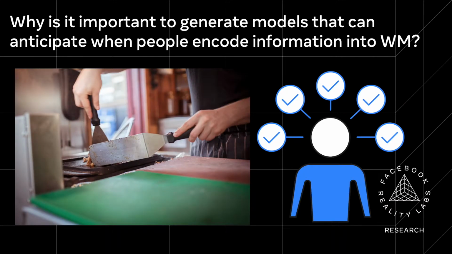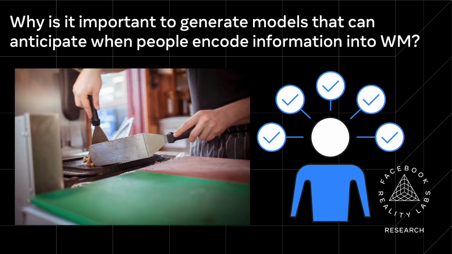We encode information into working memory all the time and use it to keep mental track of our lists, tasks, and goals. In this example, this person is searching their kitchen and encoding a list of soup ingredients into working memory. Some people have good working memory capacity and others don't.